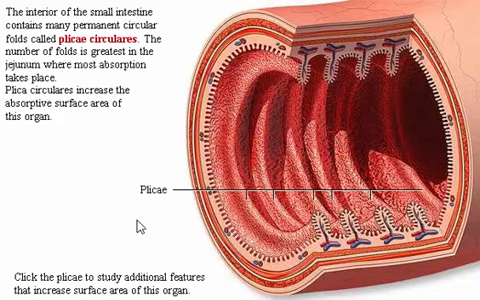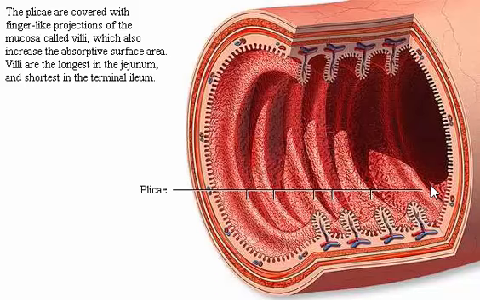Click the plicae to study additional features that increase surface area. The plicae are covered with finger-like projections of the mucosa called villi, which also increase the absorptive surface area. Villi are longest in the jejunum and shortest in the terminal ileum. Click the villi.